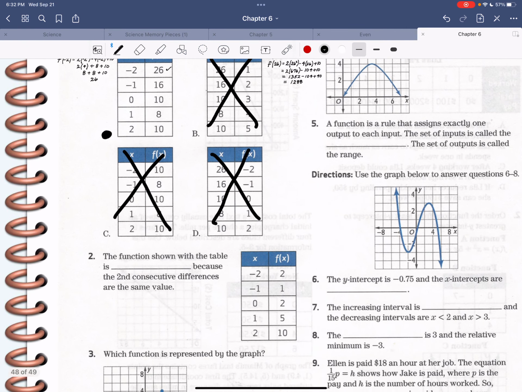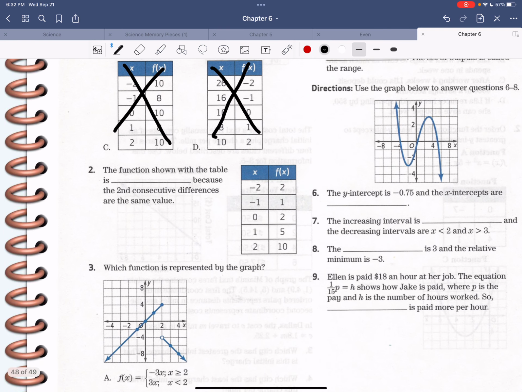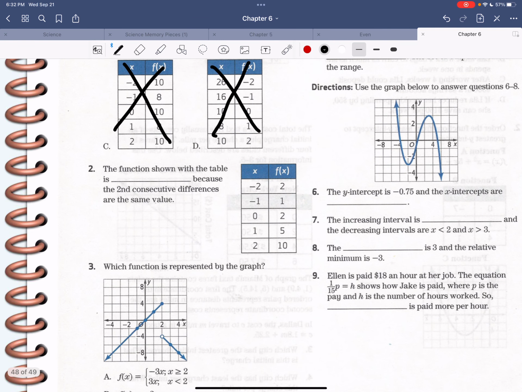Okay, number 2. The function shown with the table is blank because the second consecutive differences are the same. This is quadratic. If it's second consecutive differences, that's a second degree equation, so it would be a quadratic.